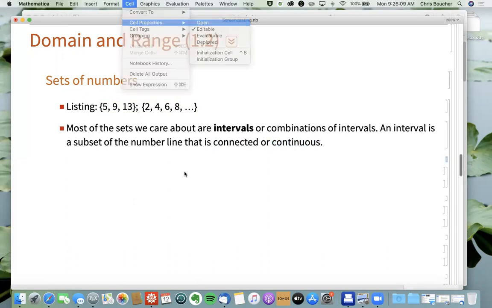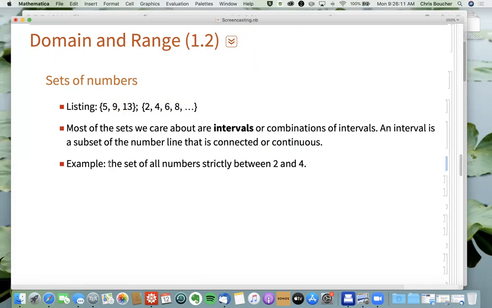So an example, I think we're coming to, the set of all numbers between 2 and 4. Now, notice this is not just the number 3. It's also the number 2.4 and 2.671 and 3.04916 and pi and so forth. There's infinitely many numbers between 2 and 4. We're not just talking about integers or sort of nice round numbers here.